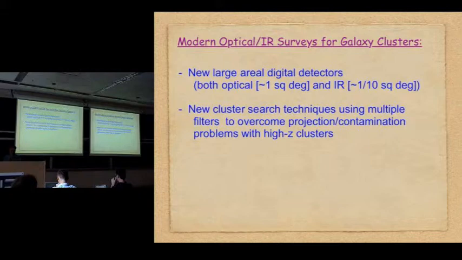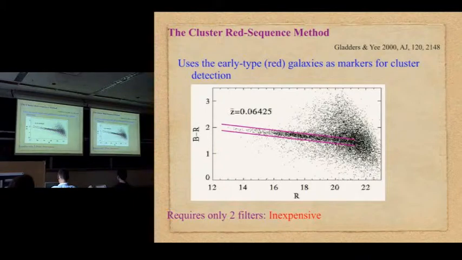But in the last decade or so, there's a real resurgence of using optical surveys to find galaxy clusters, primarily because of the development of these large area detectors, and more importantly because we are now searching for clusters in multicolor space, which allows us to overcome a lot of the projection effect. In particular, the Red Sequence Cluster Survey is the first such large-scale survey trying to find high redshift galaxy clusters using the red sequence of early-type galaxies in clusters.